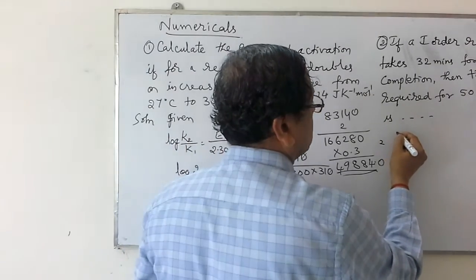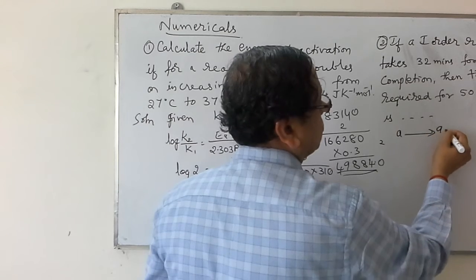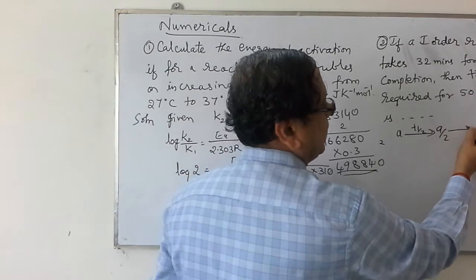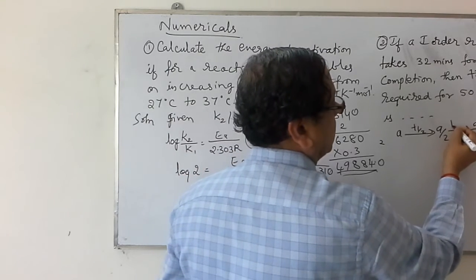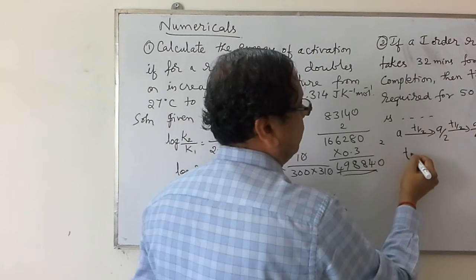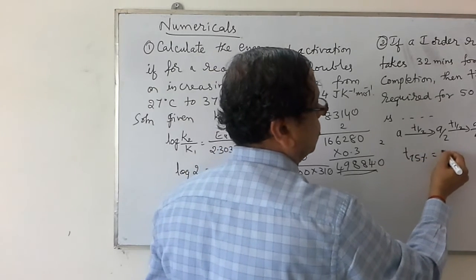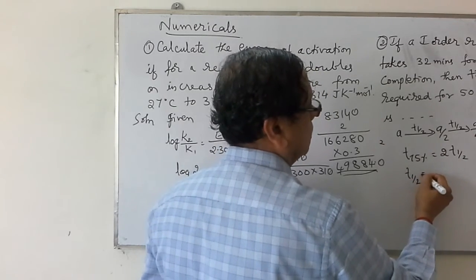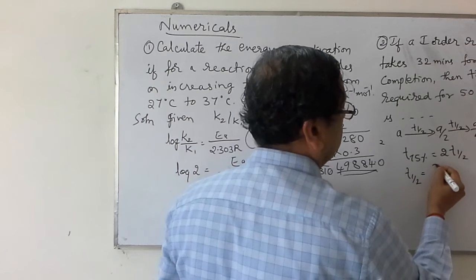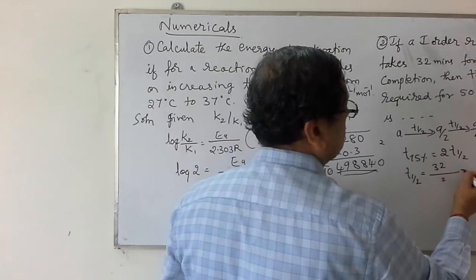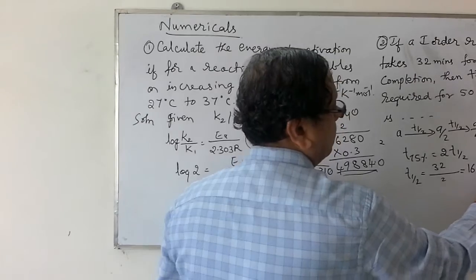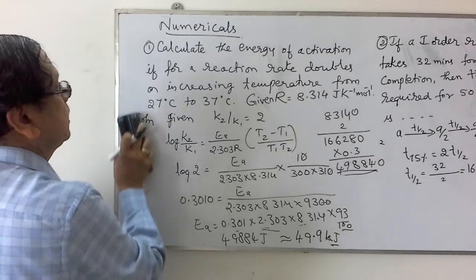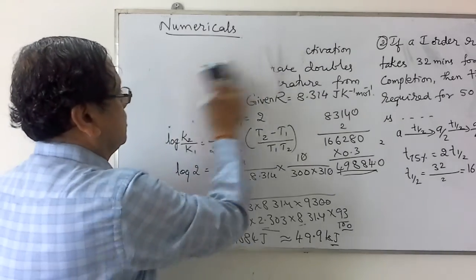We know that for a first order reaction, if A is decreased to A by 2 in a time equal to t half, then from A by 2 to A by 4, it will be another t half. So time for 75% completion is equal to 2 times the t half. Therefore, t half is equal to half of 32, that is 16 minutes. This is how we have to calculate the half-life period. Now let us go for one more such problem.